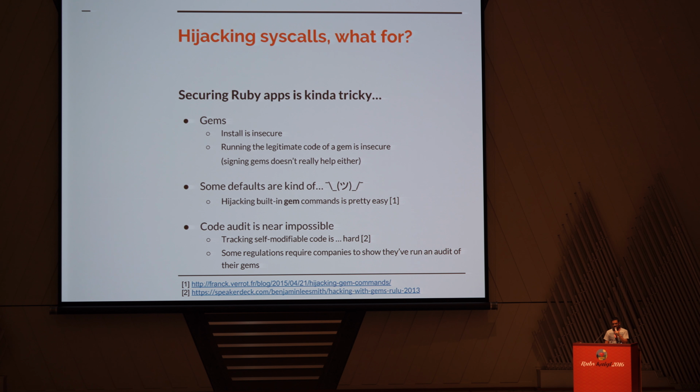Auditing code is also hard, especially when the code is self-modifiable. There was one very good talk by Ben Lee Smith at Ruby 2013 in France, a conference I was organizing. He was talking about how he exploited the actual mechanism of gem install by hijacking everything inside of it and getting everything from your computer, like your SSH keys, Bitcoin wallet, whatever. And some companies are subject to regulations like HIPAA compliance or PCI compliance in the US, and auditing those gems is super hard.